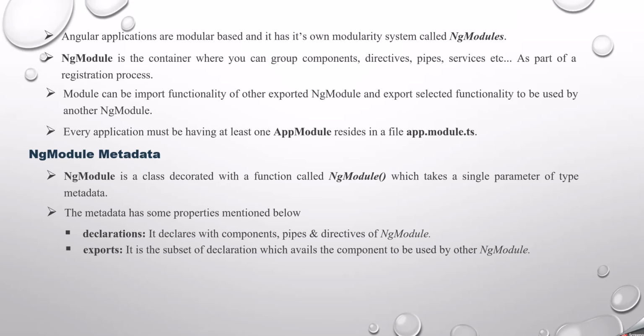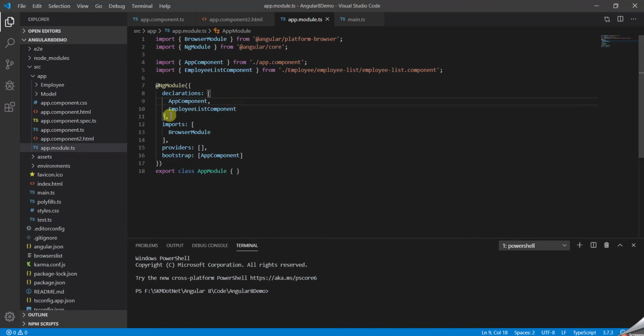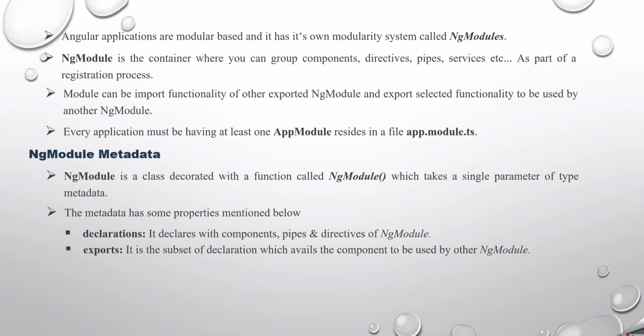What it speaks about is that it declares components, pipes, and directives in the NgModule. We just saw here that the declarations part takes the app component and employee list component. Let's suppose tomorrow one more component gets created, definitely I am going to register it over here. I have to list it under declarations itself.